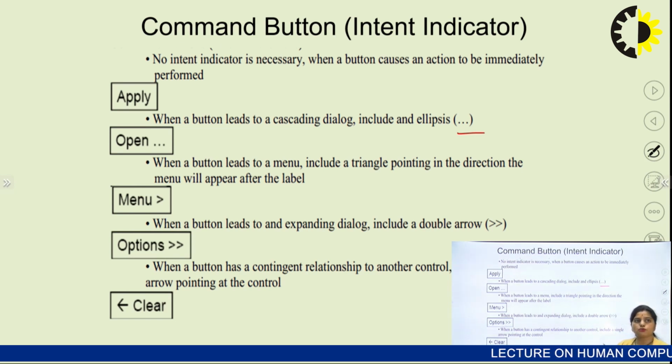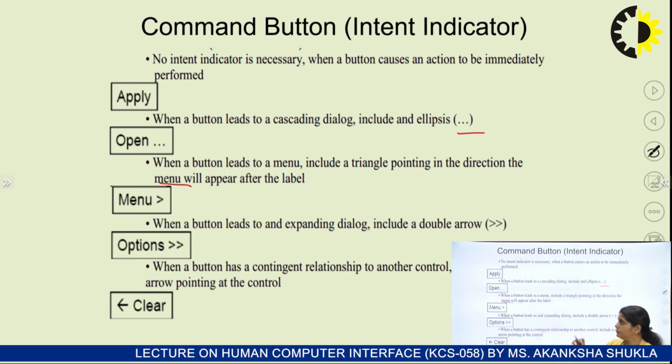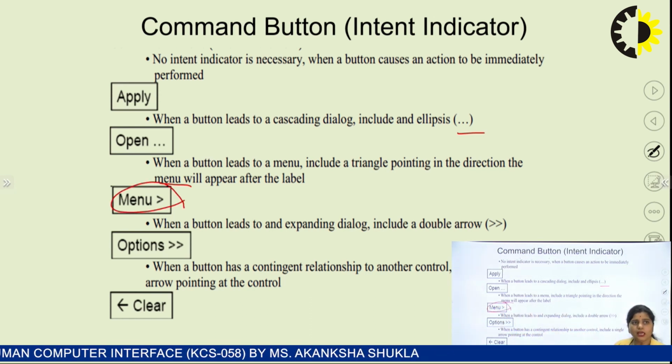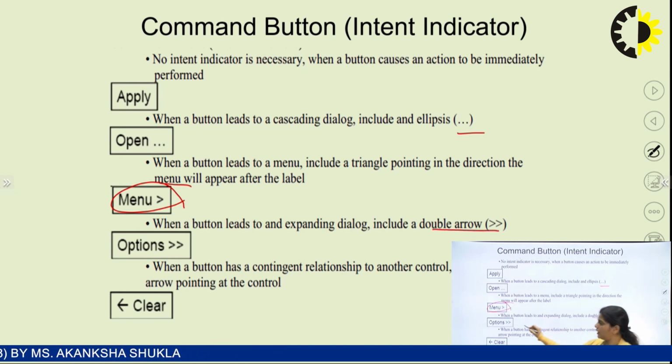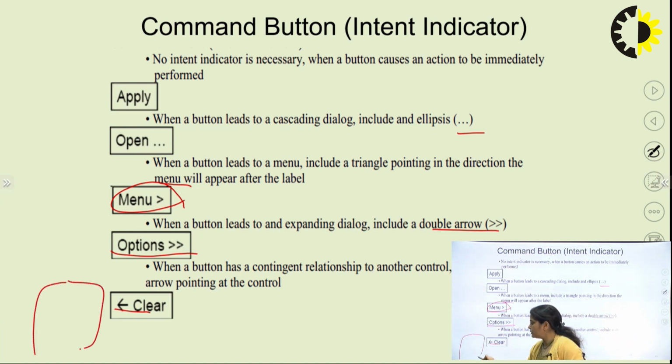If a button leads to a menu, then include a triangle pointing in the direction towards the menu, which appears after the label, just like this. If a button leads to expanding the dialog more, then include a double arrow, just like this. If a button has a contingent relationship to another control, then include a single arrow pointing to the control, just like Clear, where the options you want to clear are written here. So the arrow should be directed towards that control.